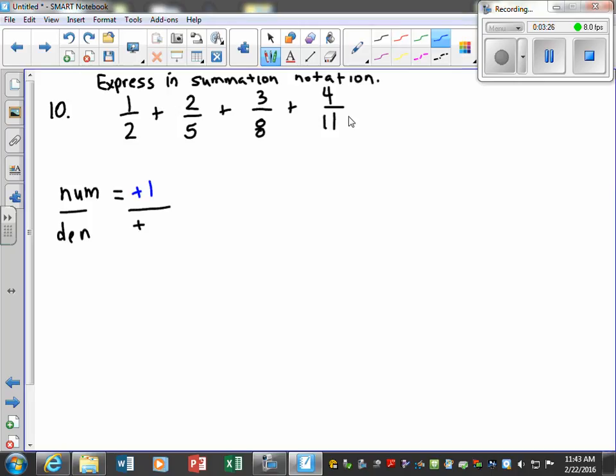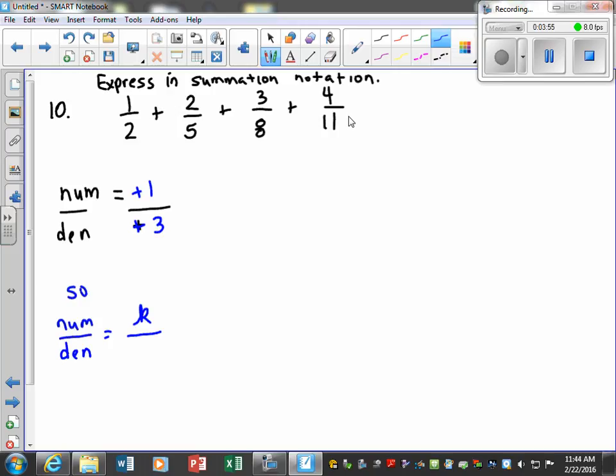So first of all, let's just determine how we get from one term to the next. So our numerator and then our denominator. If we're trying to figure out the numerator, when we're thinking summation notation, our numerator is just going to be k, right? Because it's going to go from 1 to 2 to 3 to 4. It's going to go up 1 each time, and that's going to be our k.